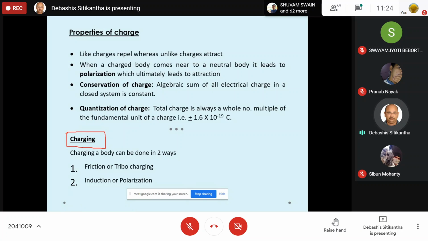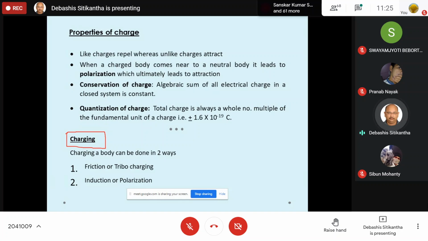Next, we talked about the conservation of charge. That means in a closed electrical system, if we add all of the charges, the total is going to remain constant. Next, we studied quantization of charge. Over here, we talked about how a charged body is going to contain a charge which is a whole number multiple of the fundamental figure, that is plus minus 1.6 into 10 to the minus 19 coulomb.